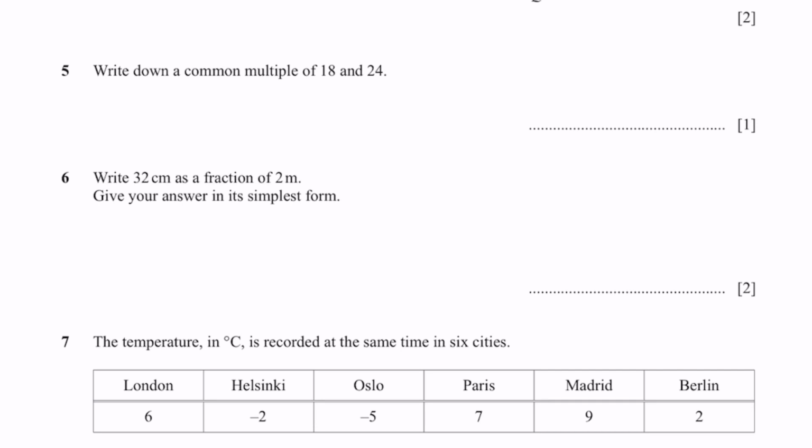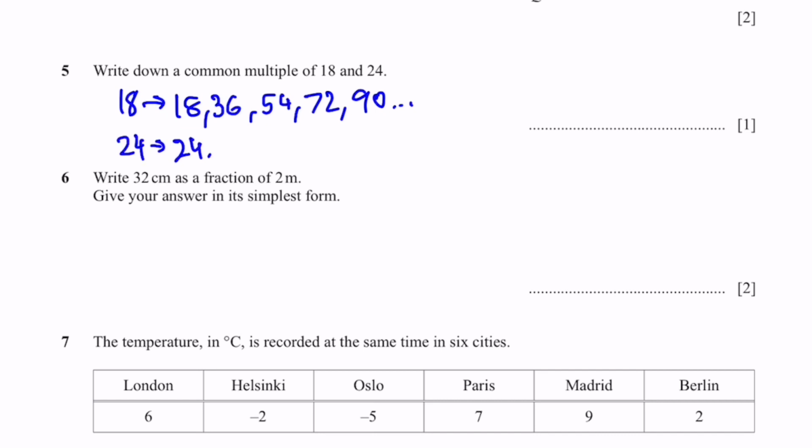Let's start by writing down multiples of 18. That'll be 18, 36, 54, and then 72, 90, and so on. Now you can write multiples of 24. 24, 48, 72, 96, 120, so on. We can see that the multiple of 72 is present in both 18 and 24. So a common multiple of 18 and 24 can be 72.